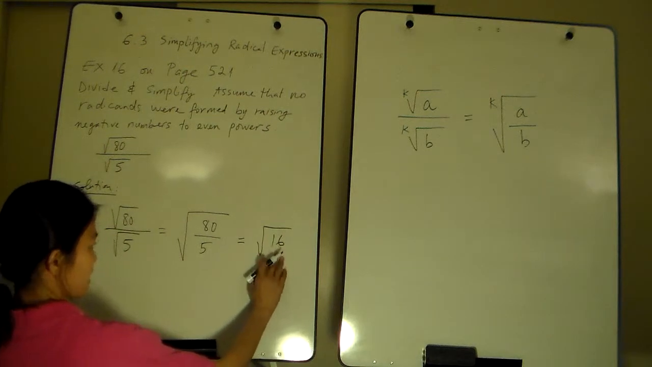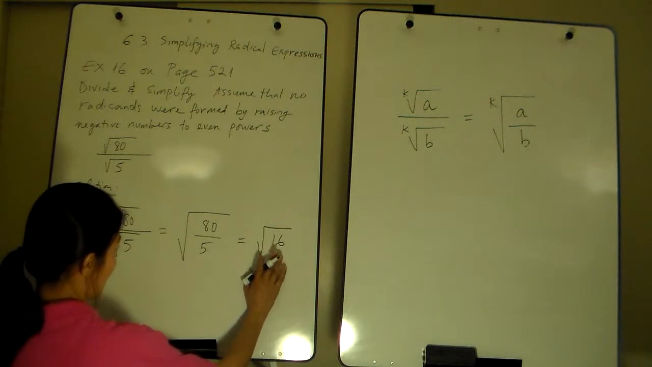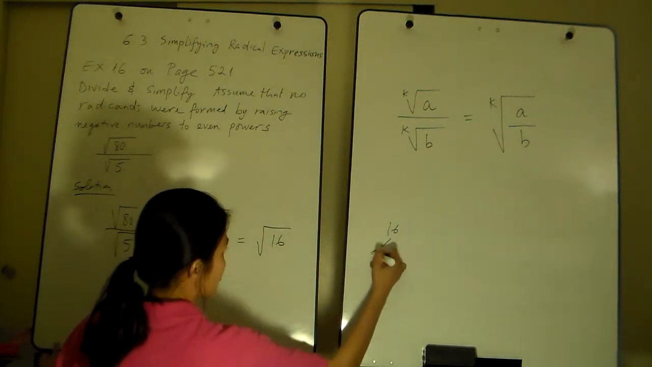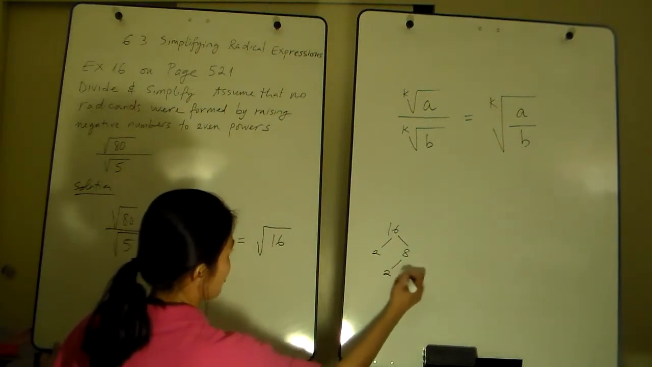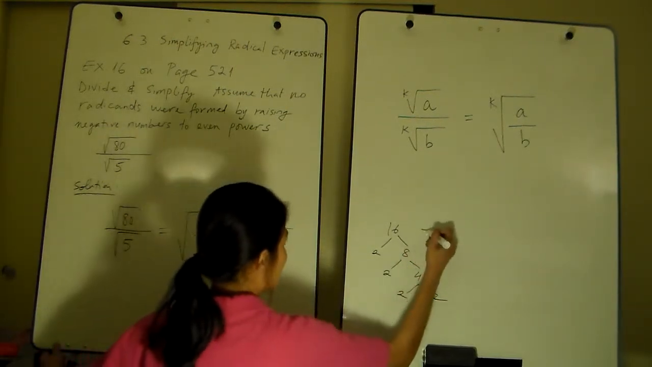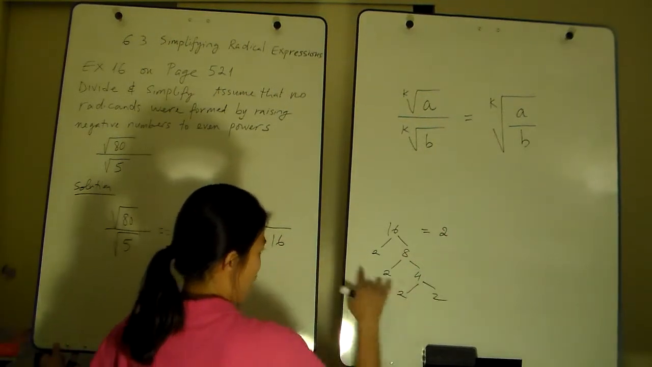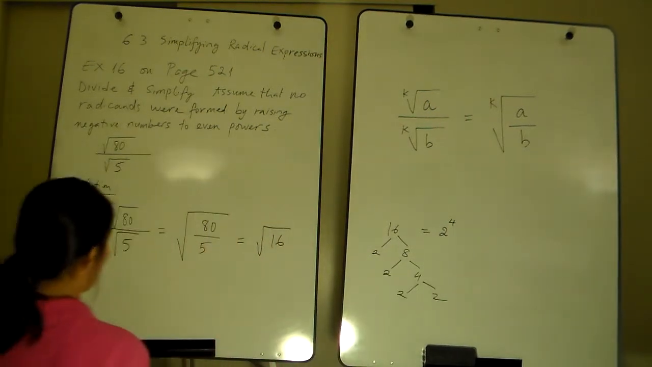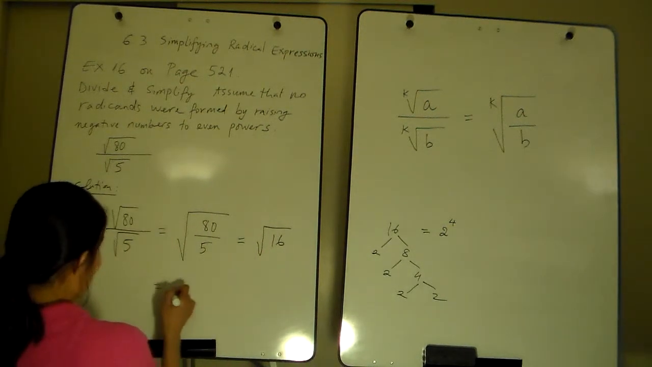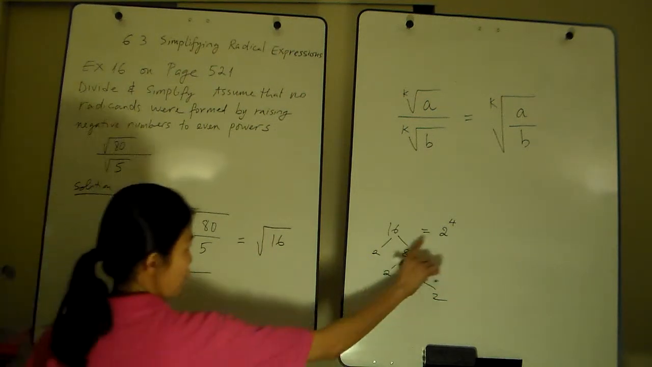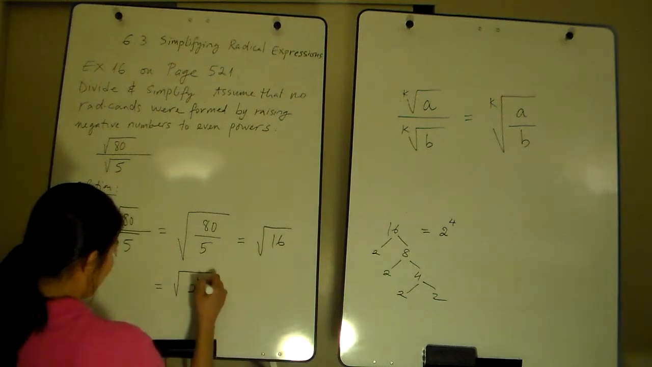Now you're not done yet, because 16 is not a prime number, so you can factor it: 16 is 2 times 8, 8 is 2 times 4, 4 is 2 times 2. So 16 is equal to 2, there are four 2's, right? So 2 raised to the 4th power. So you can rewrite this square root of 16 as square root of 2 to the 4th power.